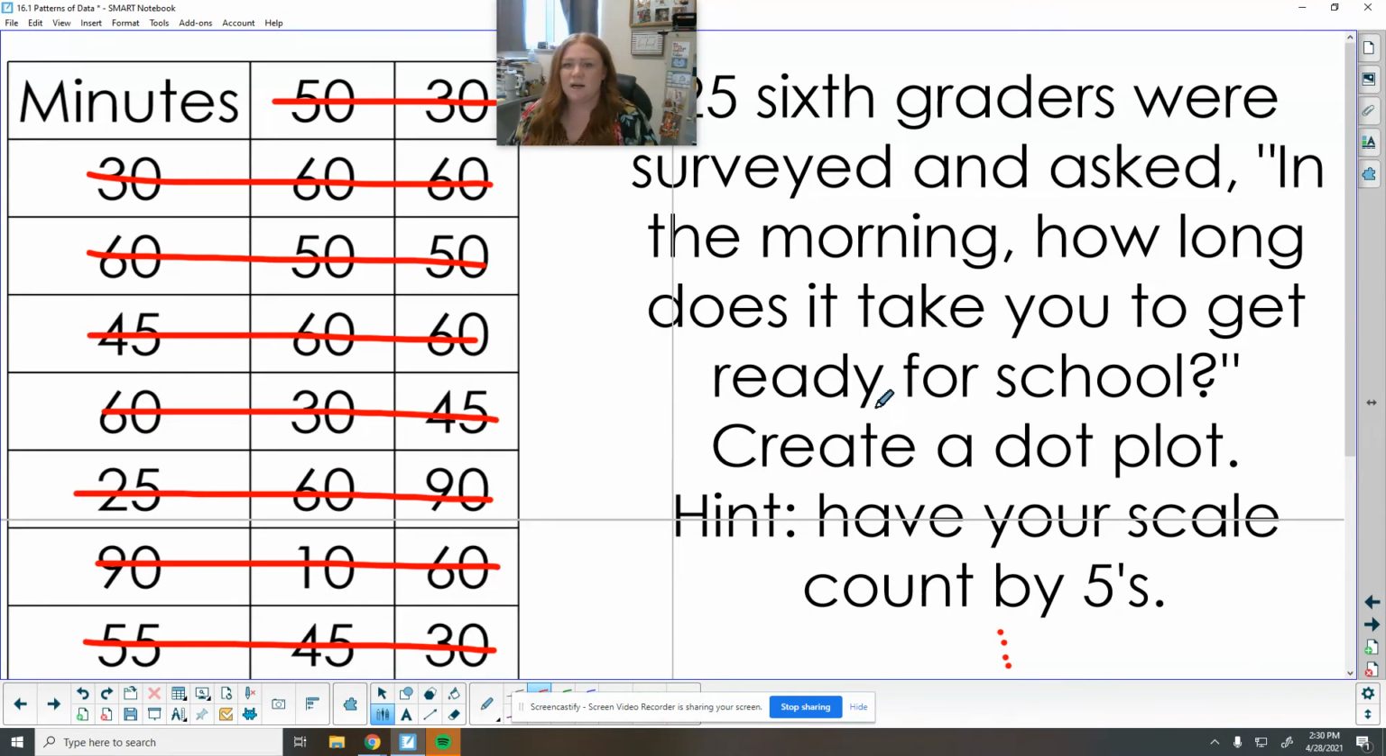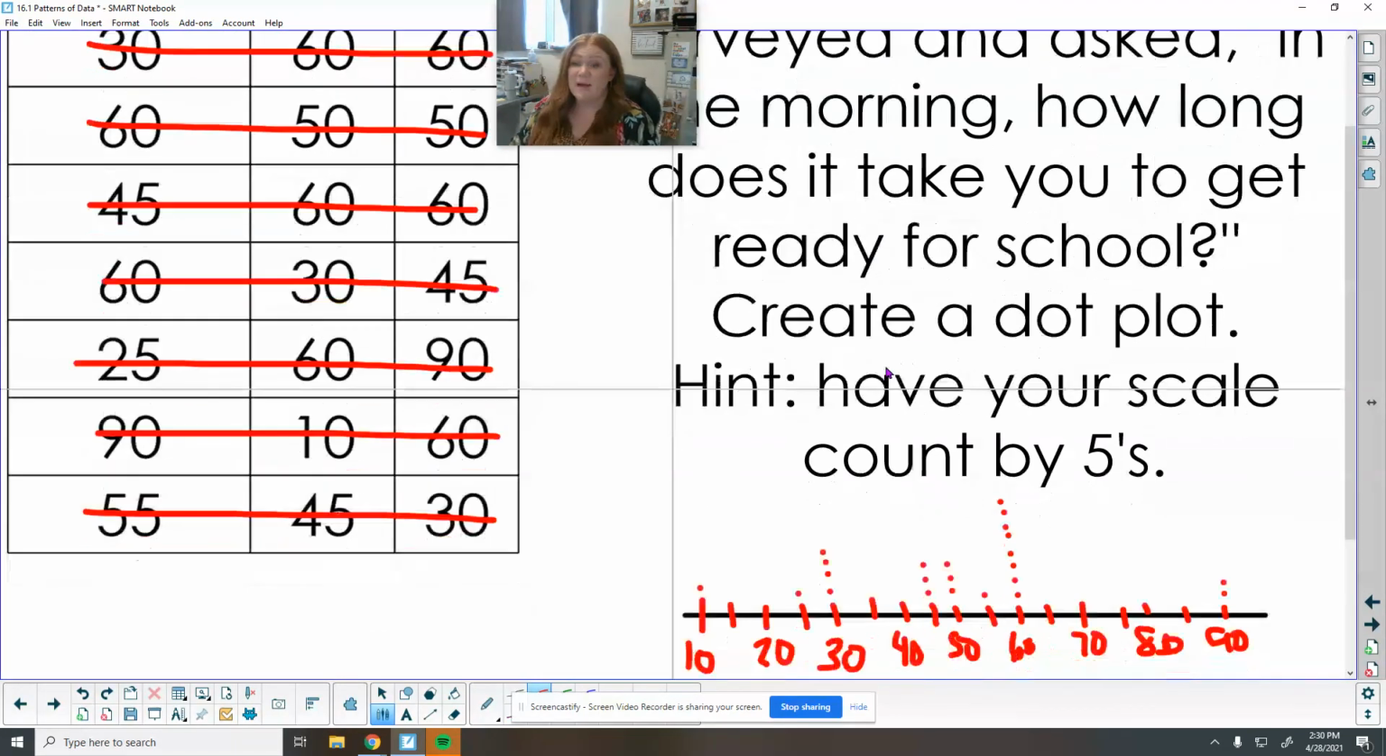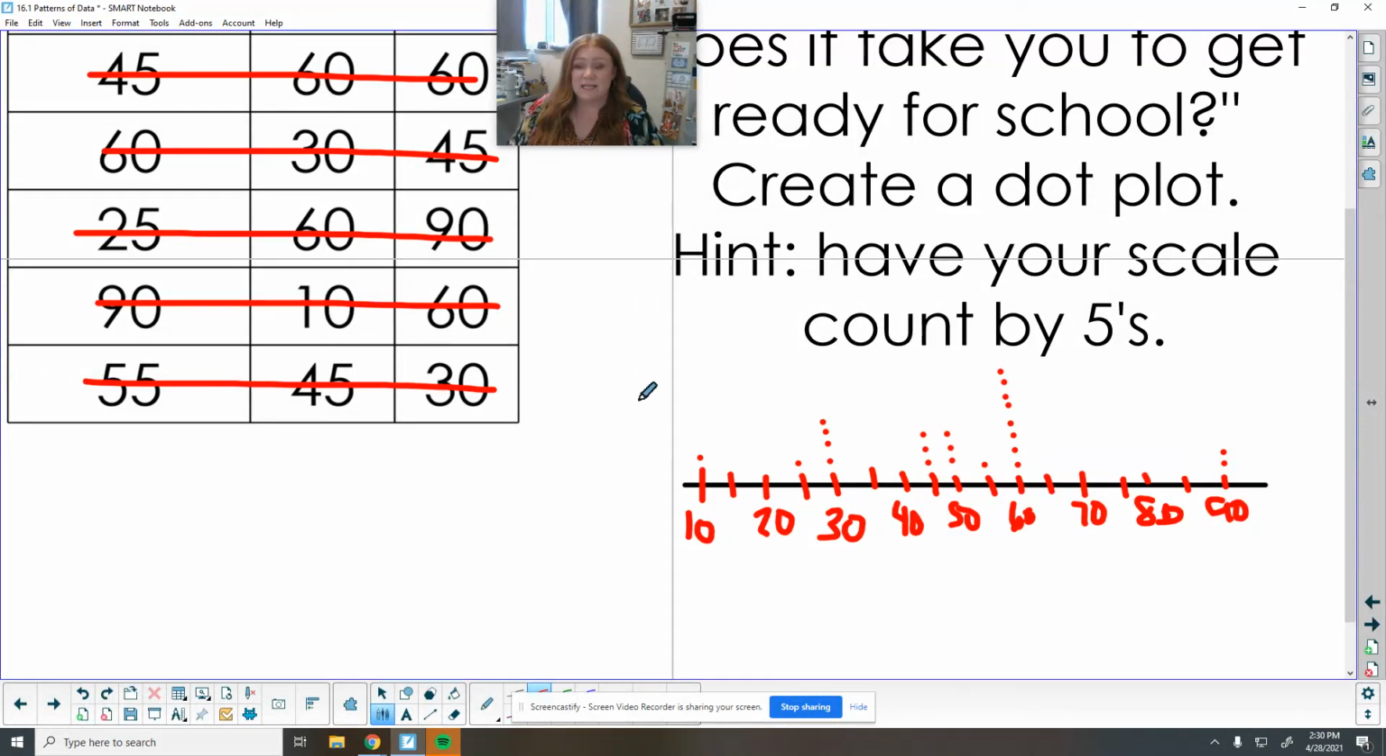So these are 25 sixth graders who were surveyed on how long it takes them to get ready in the morning. So we can see here we have this information. Our peak, the highest, the most common amount of time is 60 minutes or 1 hour. We have a couple clusters here. There's a group here between 25 to 30 minutes. We also have another cluster here between 45 to 60 minutes.